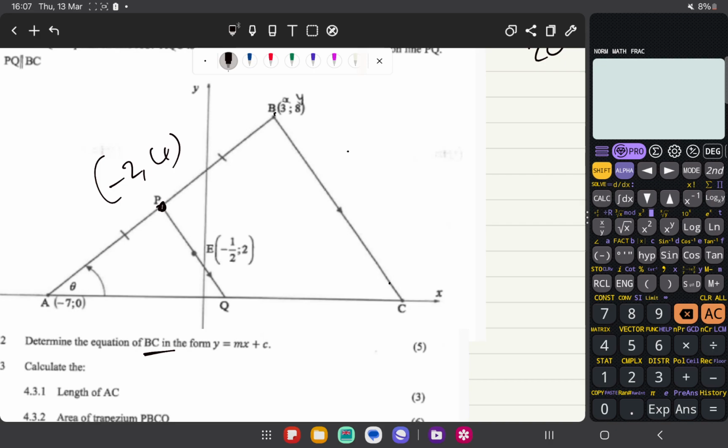But it's easy. I'm going to share with you multiple ways of doing this problem. So we have point P and we have point E. With those 2 points, you can calculate the gradient. Since the 2 lines PQ and BC are parallel, they share the same gradient. So then you just use that gradient with that point. Let me see another way.